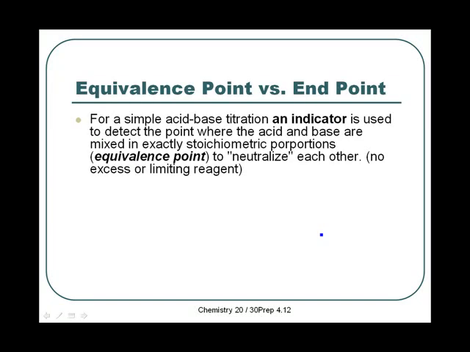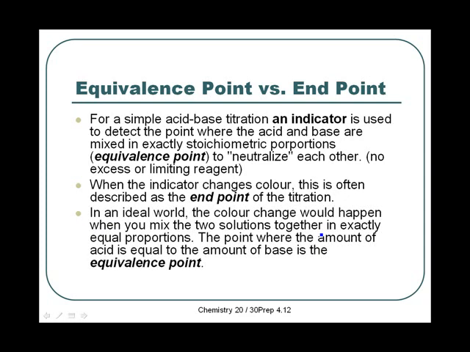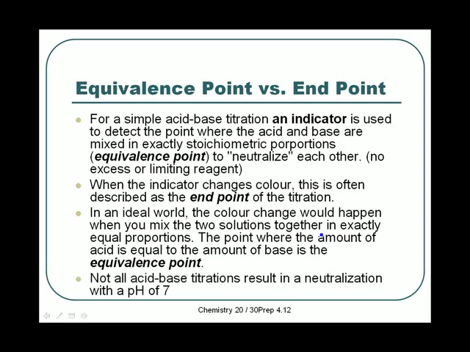So for simple acid-base titrations, our indicator detects the point where the acid and base are mixed in exactly stoichiometric proportions to neutralize each other. In other words, there's no excess or limiting reagents. The indicator is going to change color. It's called the endpoint. And in an ideal world, that would happen at exactly the same time, but in reality, they happen a little bit separate.